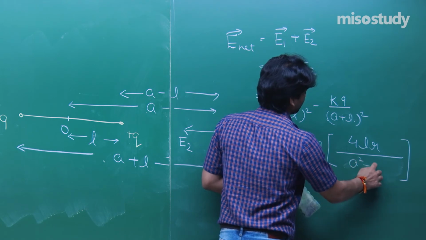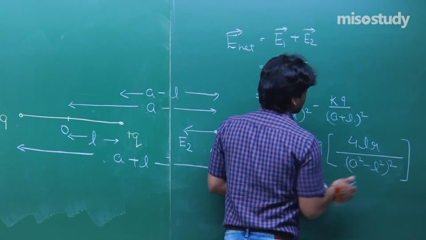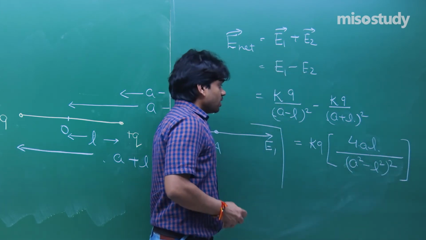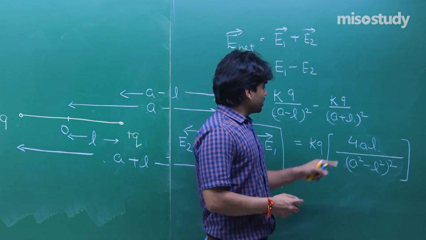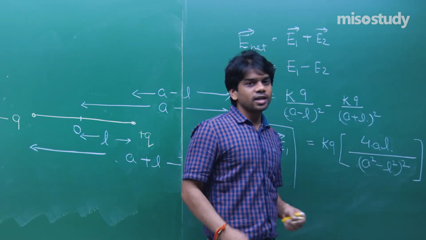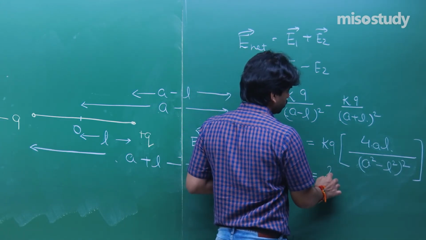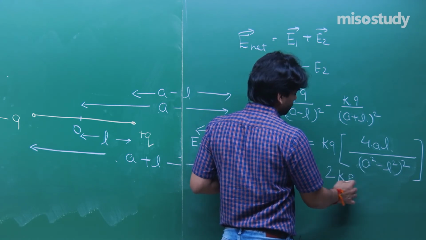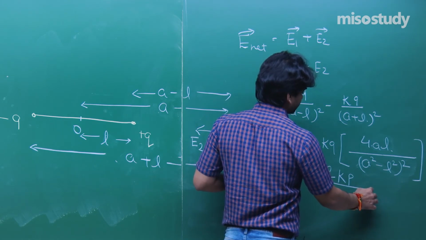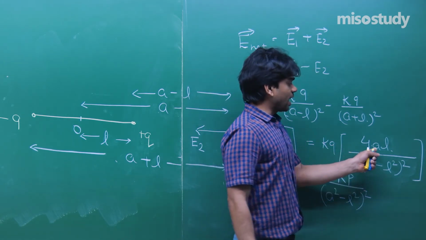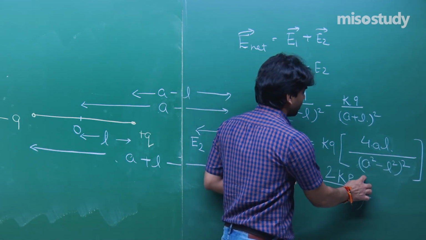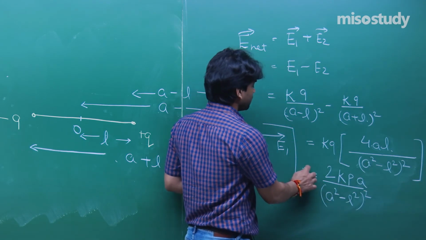(A square minus L square) whole square, and this will be 4AL. From here you can simply make out that L into Q and into 2A will give you P. So this will be 2KP divided by (A square minus L square) whole square. I have clubbed L into Q, 2L into Q, and here I will be having one A also. This is the value of field.